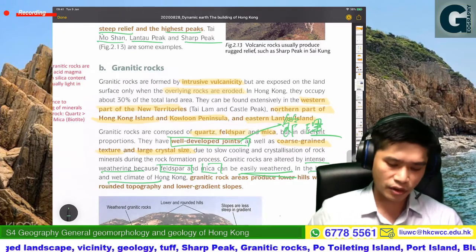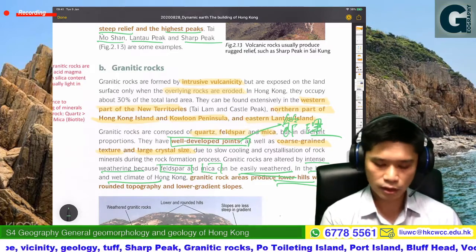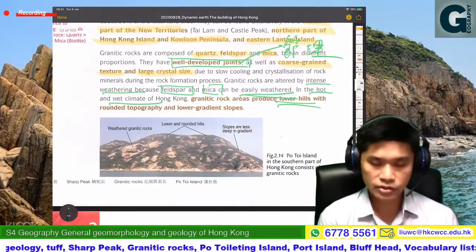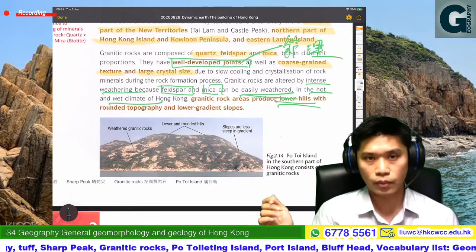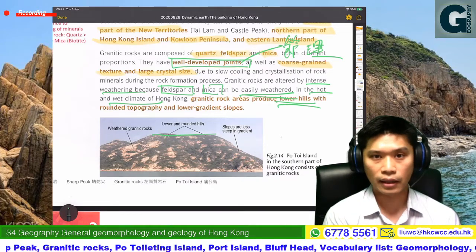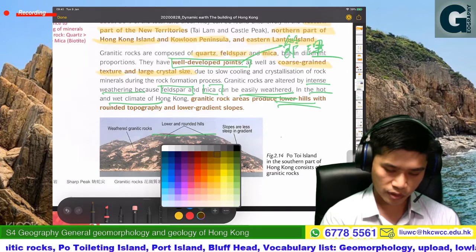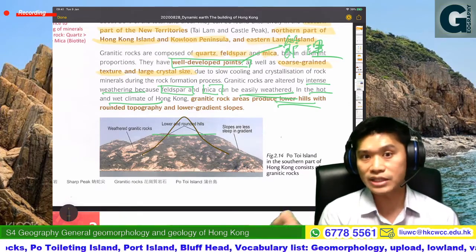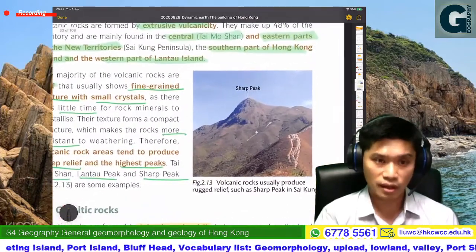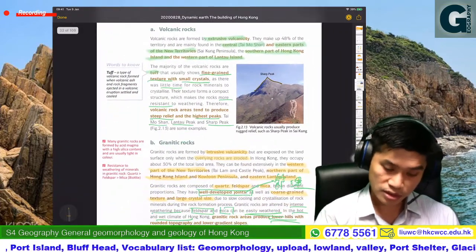so the hot and wet climate of Hong Kong, granitic rock produces lower hills with rounded topography and lower gradient slopes。所以相對地，花崗岩嗰啲山就會比較平啲，因為容易受到風化。Okay, so therefore, you can see that would be 蒲台島 Po Toi Island，花崗岩為主，山頂比較平嘅。如果係火山岩嗰啲會點呢？火山岩嗰啲會尖啲。頭先講好西貢嗰個 Sharp Peak，尖好多嘅。Okay, so therefore there will be a difference between volcanic rock and granitic rock.